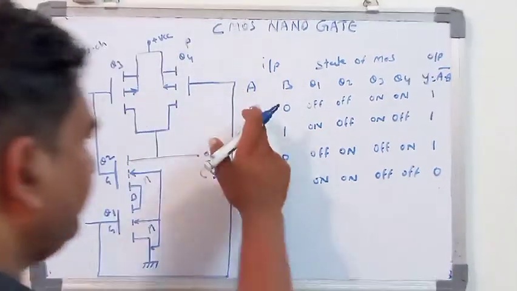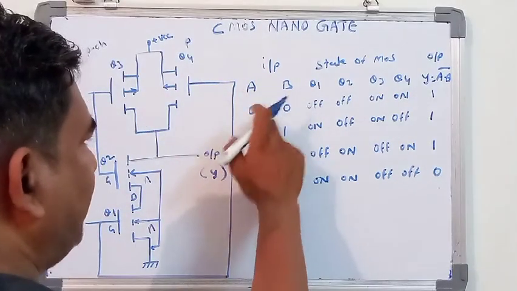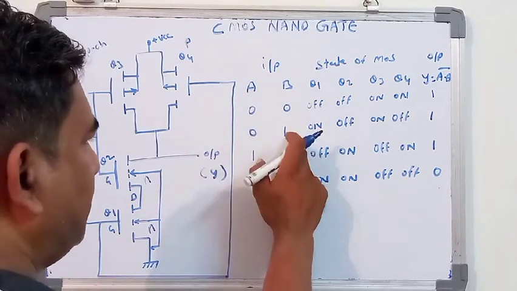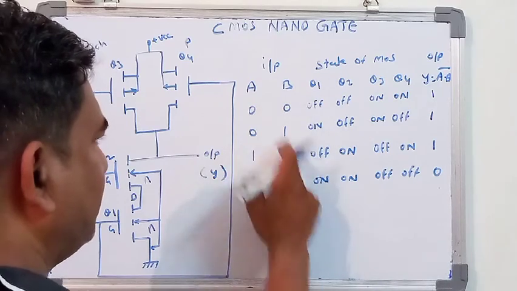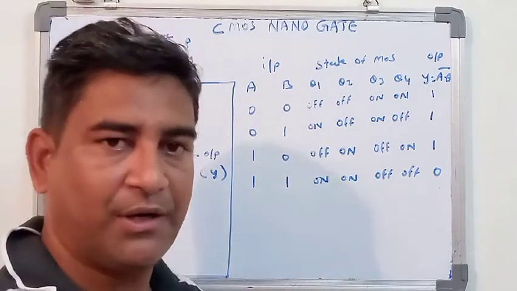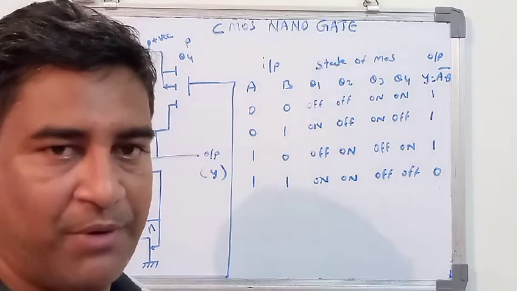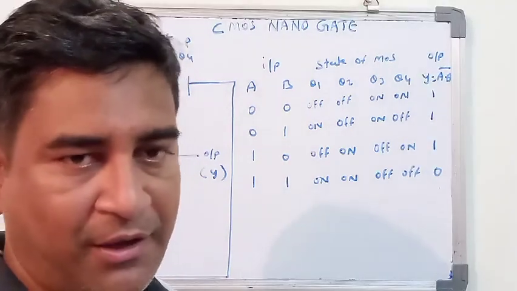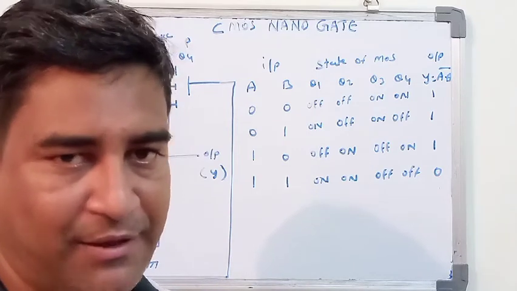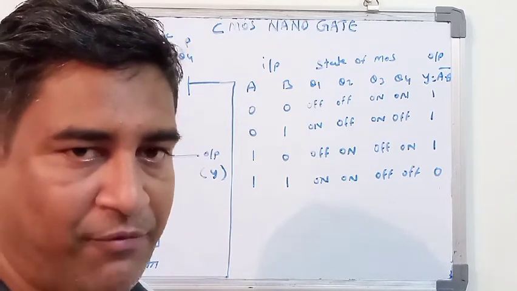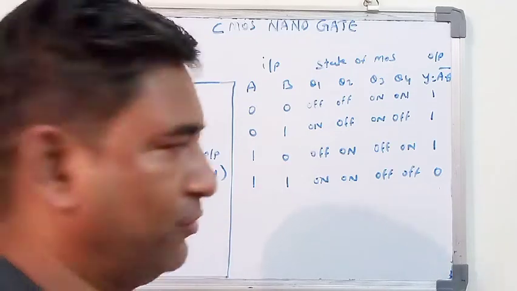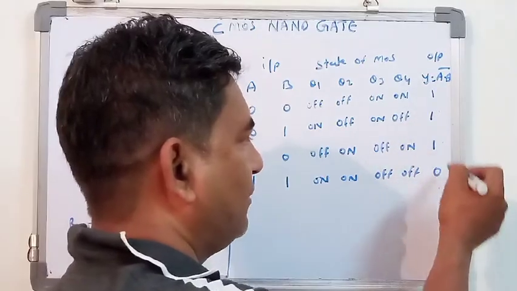Okay students, once again, when A is equal to 0 and B is equal to 0, A is equal to 0 and B is equal to 1, A is equal to 1 and B is equal to 0, A is equal to 1 and B is equal to 1, at that particular condition, the values you are getting are nothing but the table we have studied previously, that is the NAND gate table. In this formation, you are getting the output 1, 1, 1 and 0.